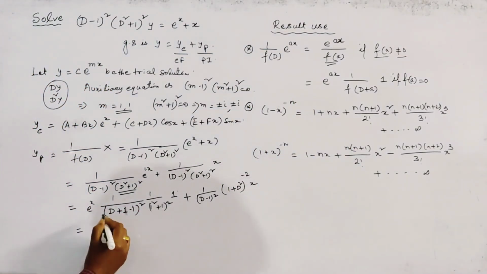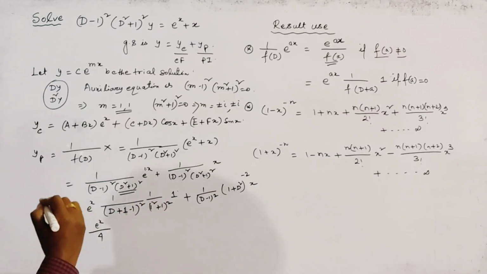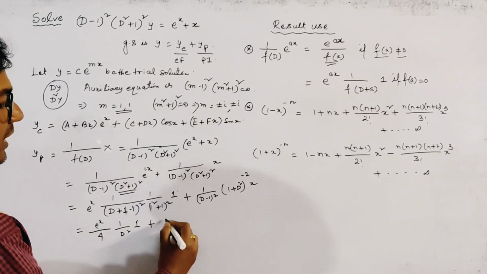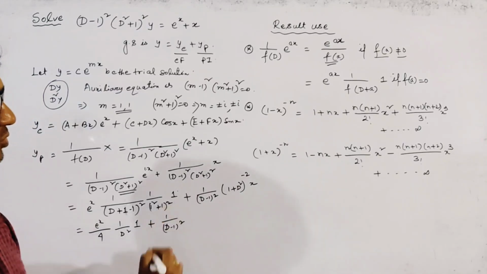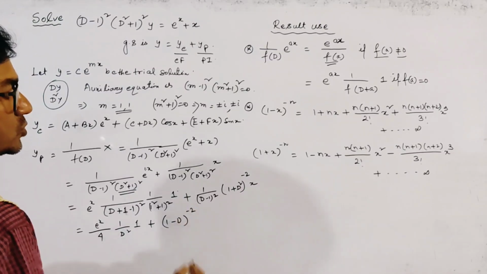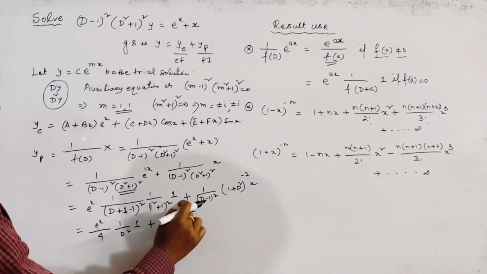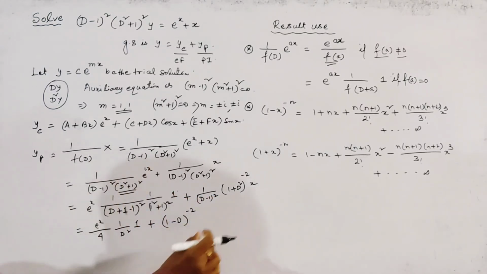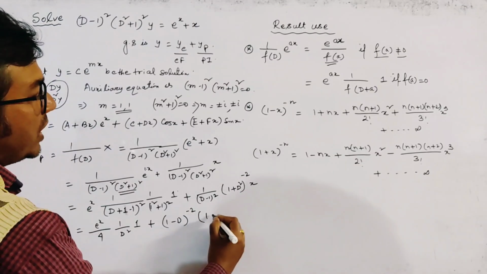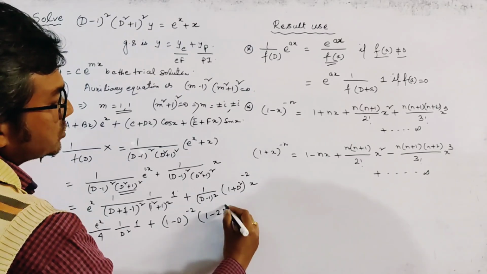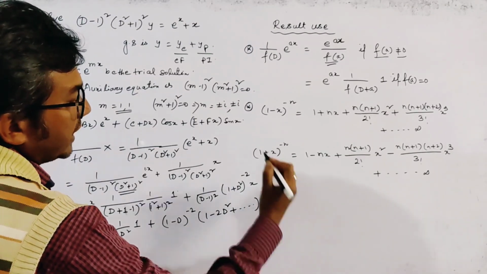Now we write that e to the power x by, this is 2 square, this means 4, and this is 1 by D square 1, right? And here we get 1 by D minus 1 whole square, or we write this is 1 minus D whole to the power minus 2, because if we take common minus 1, then we get here positive sign because this is square. And 1 minus D whole to the power minus 2, expanding this we get 1 minus, this is 2D, 2 not D, this is D square, and plus so on, x.